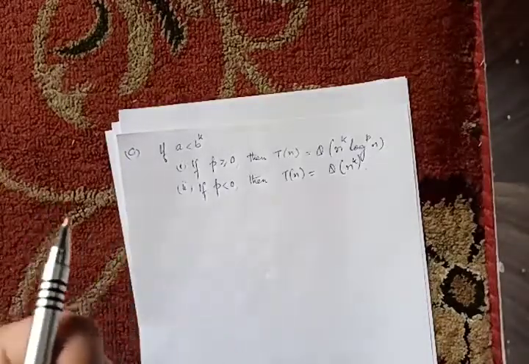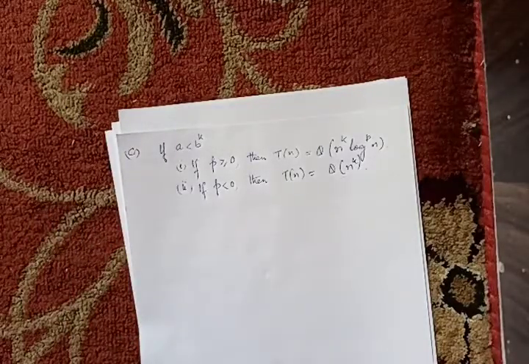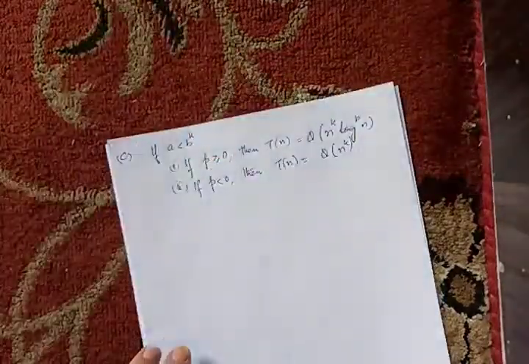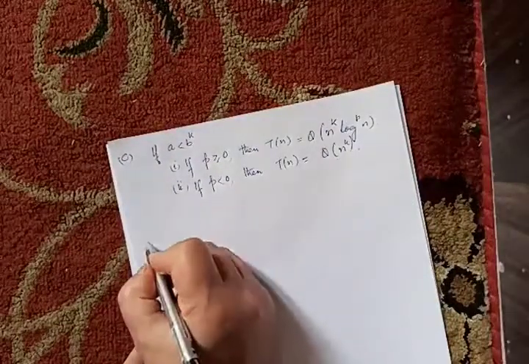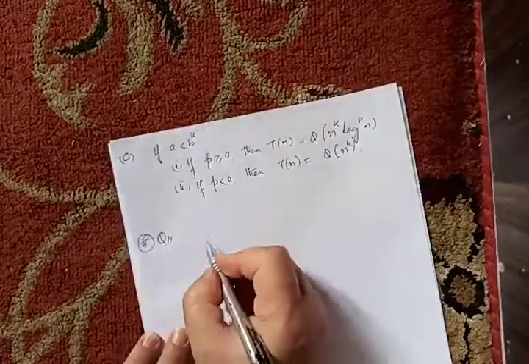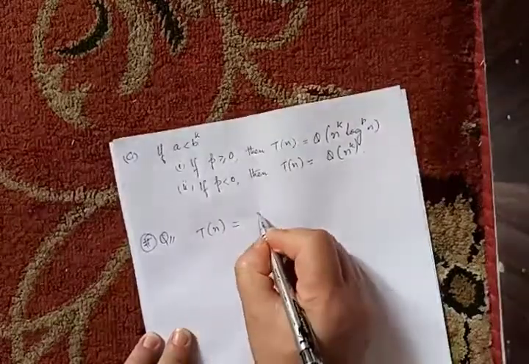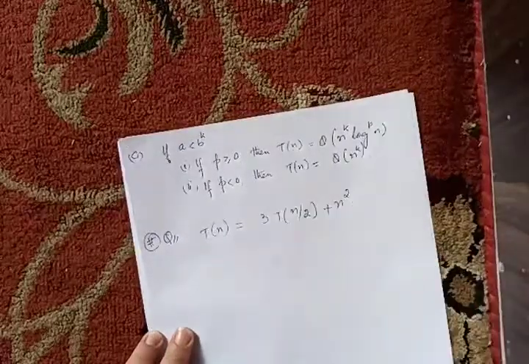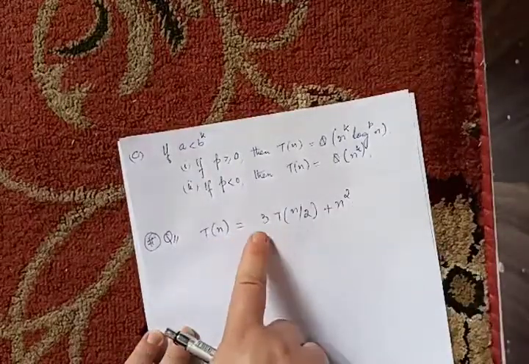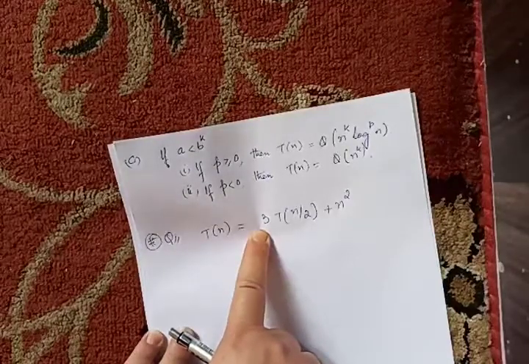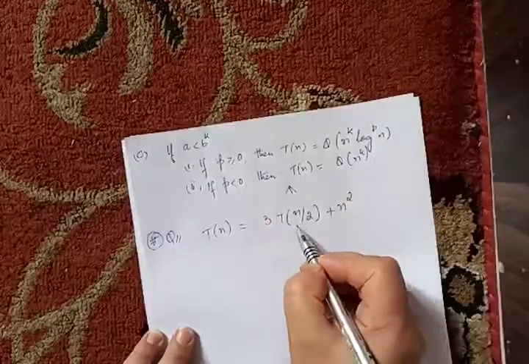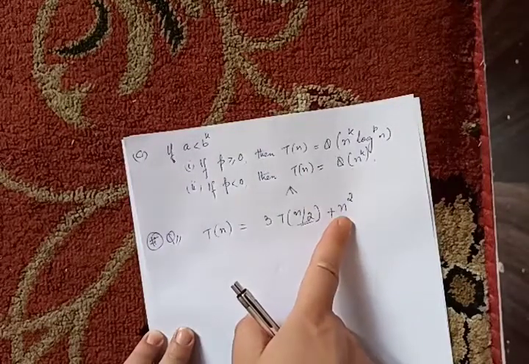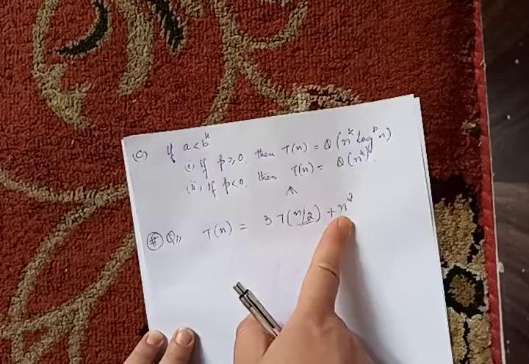Okay, so this is a theorem which you have to memorize, which you have to remember in order to solve different recurrences. Let us take one example and we will try to solve this. Say, for example, you are having a recurrence like this: T(n) = 3T(n/2) + n². That means a bigger problem is divided into 3 subproblems, and the size of each subproblem is n/2. And they are doing some other work, another function of type n².